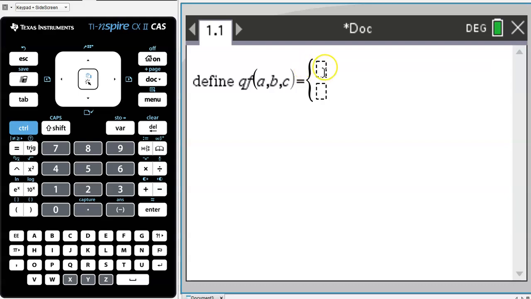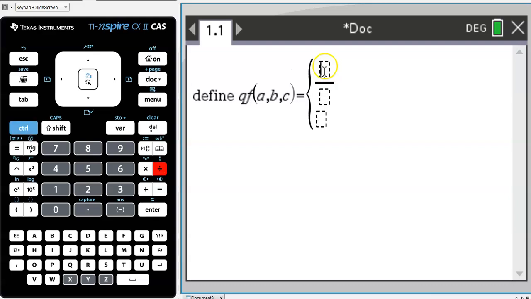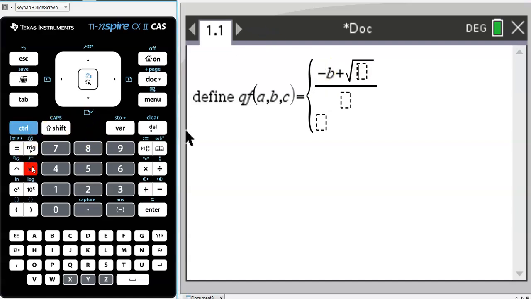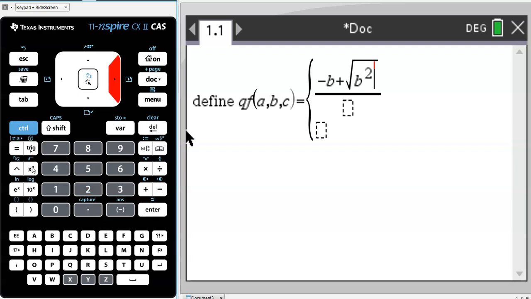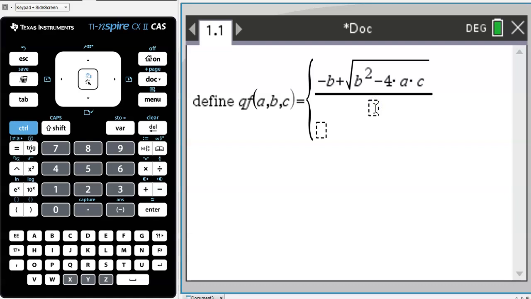In this first section here, I'm going to type the quadratic formula with a plus sign. So I need a fraction first, so control divide. Negative b plus square root, so we'll call that command, of b squared minus 4 times a times c. Make sure you use multiplication between these so that it doesn't think that you're talking about ac as its own parameter. And all of that should be divided by 2 times a.